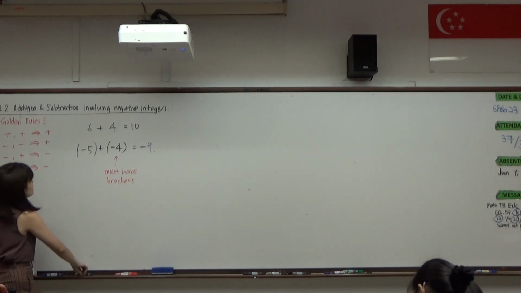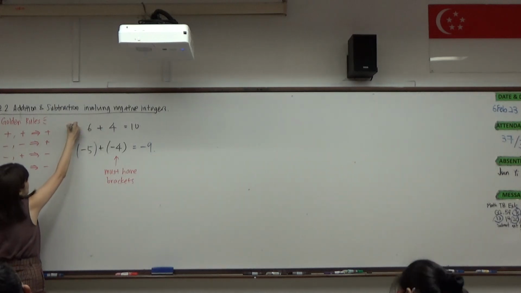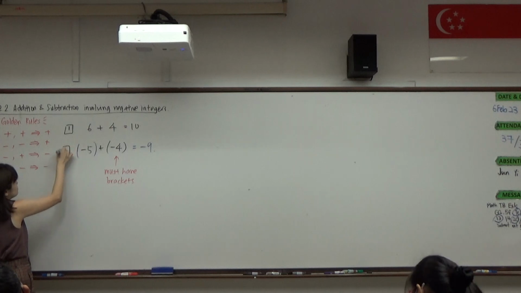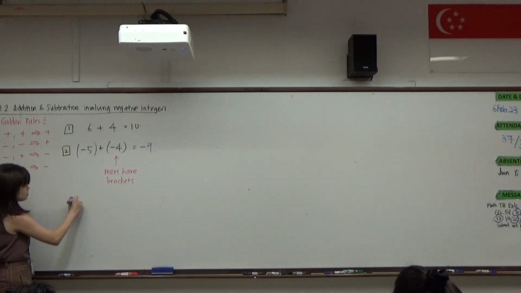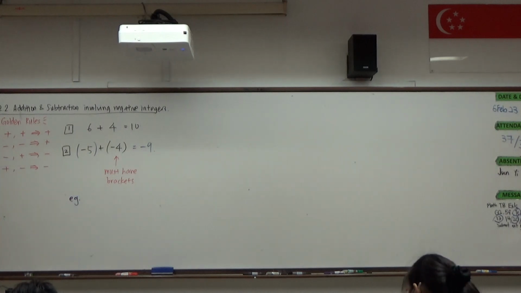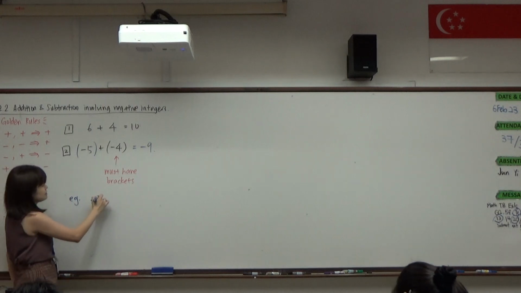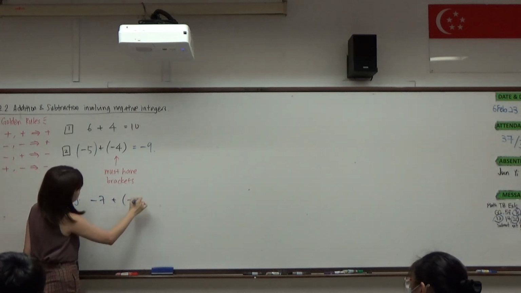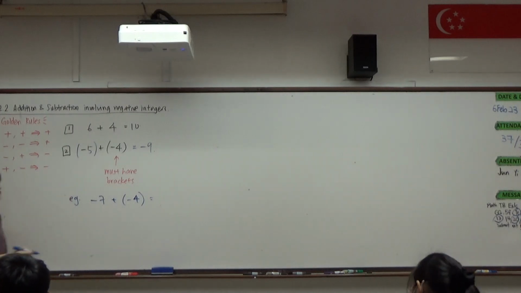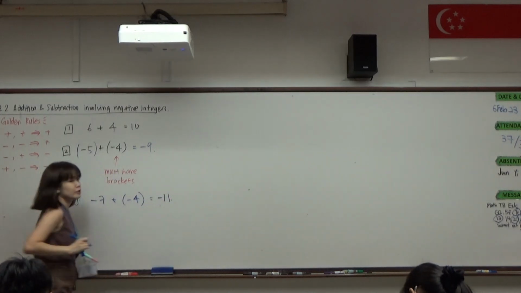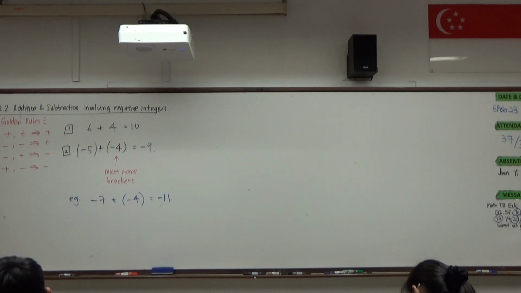So, this is concept number 1, concept number 2. Example. If you understand negative 5 plus negative 4 is negative 9, what is negative 7 plus negative 4 going to be? Negative 11, right?